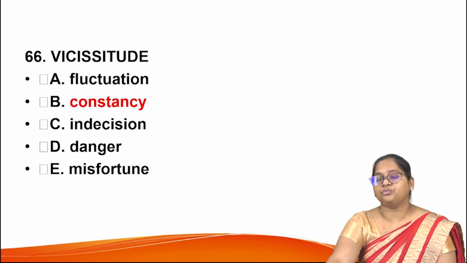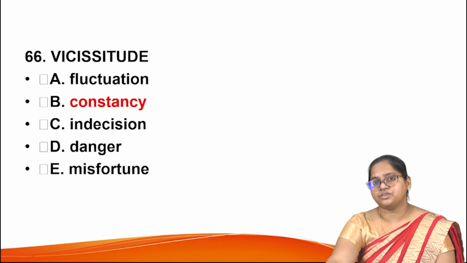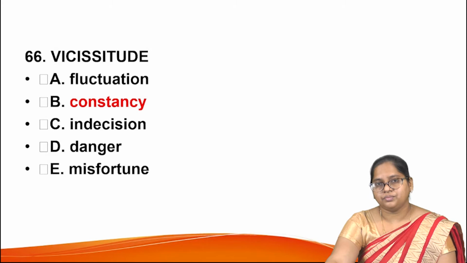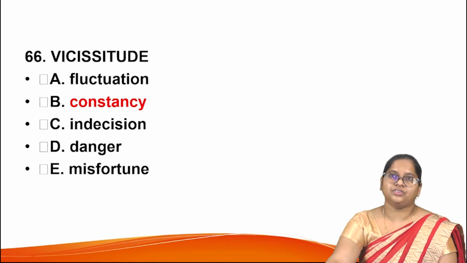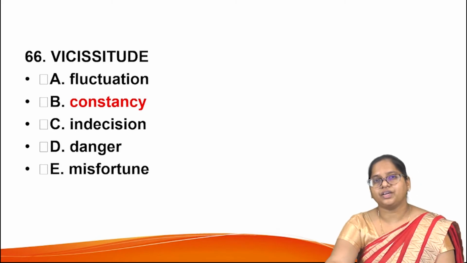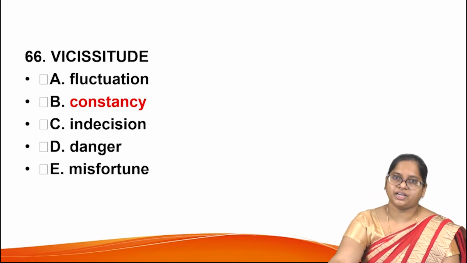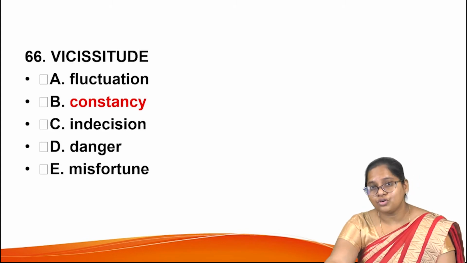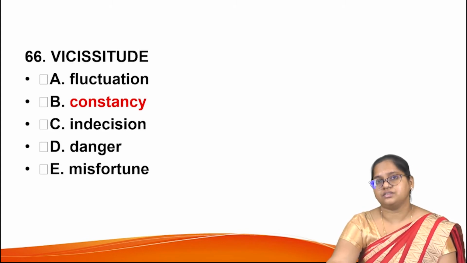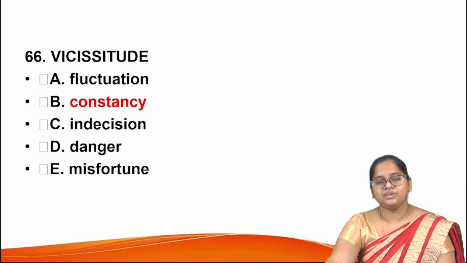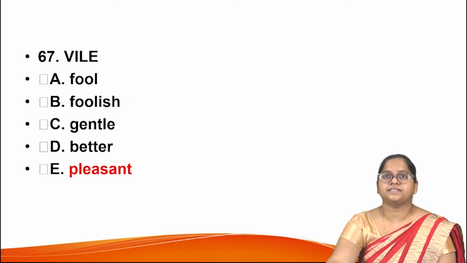So now, what does the question word vicissitude mean? Vicissitude means not being very stable, wavering here and there, in mentality, in understanding, or in behavior, in whatever form. So it is like not being very stable. Constancy, again, means being very stable. So option B is the right answer.